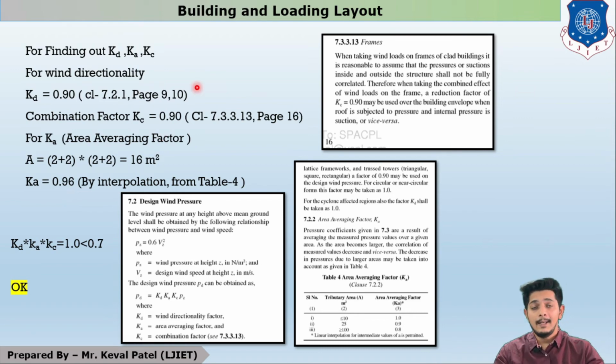Now I have Kd, Kc and Ka. You should always remember one thing: Kd into Ka into Kc should be a minimum of 0.7. So here I am putting Kd 0.9, Kc 0.9 and Ka 0.96. I am getting Kd into Ka into Kc as 1, which is greater than 0.7, so it is okay. Otherwise, if the value is below 0.7, you have to take at least 0.7.